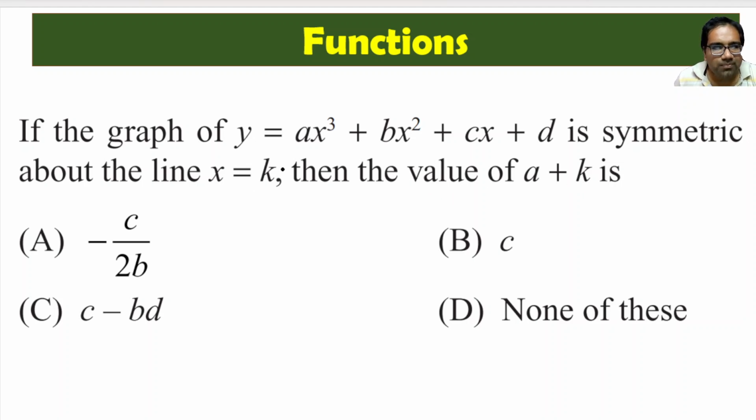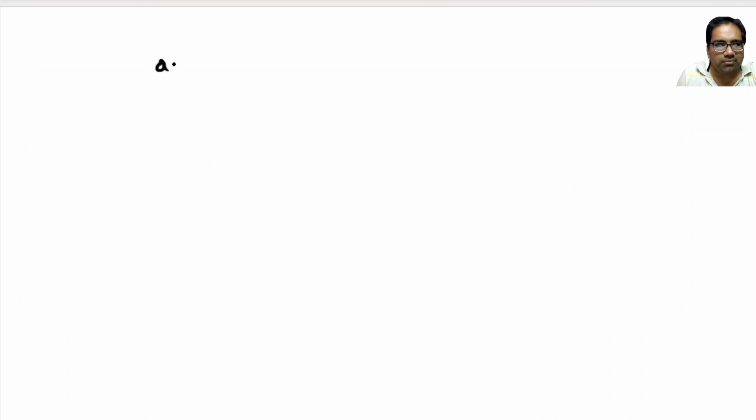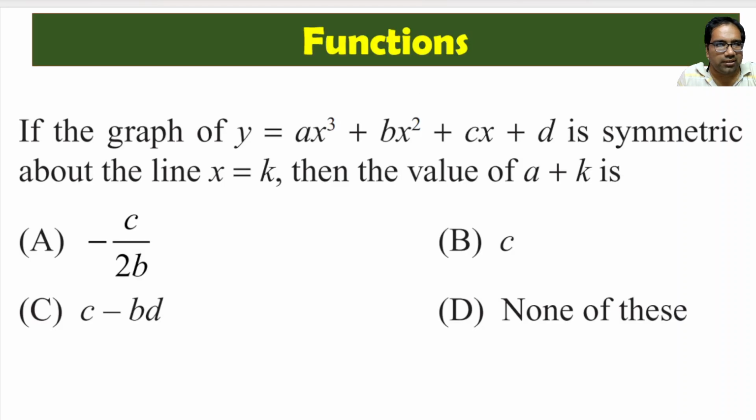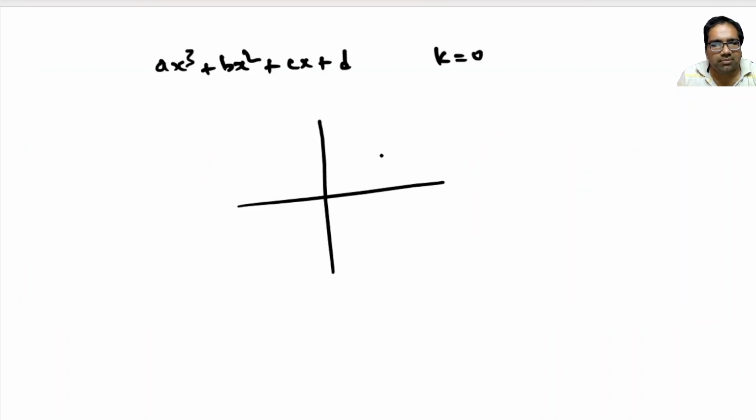Okay, so x equal to k. For a moment, just for our ease, let us assume that k equal to 0. What does that mean? X equal to 0, which is nothing but the y-axis. We have ax cube plus bx square plus cx plus d. And if we assume that k equal to 0, k can be anything, right? X equal to k, well, just for simplicity, let's assume k equal to 0. That means this graph should be symmetric with respect to the y-axis.